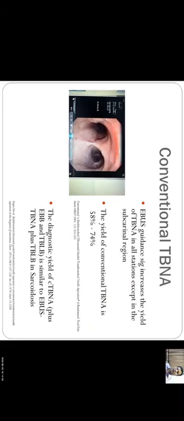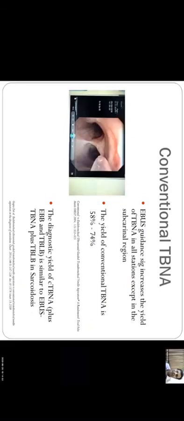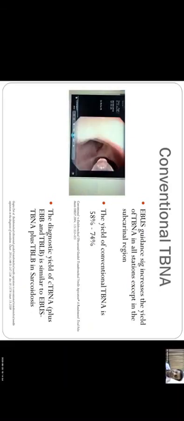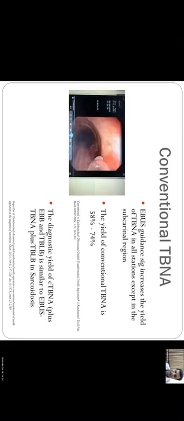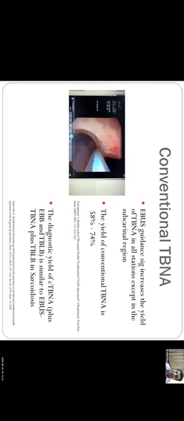So, again, a few words about conventional TBNA. Of course, EBUS guided or linear EBUS guided TBNA is the best modality for targeting mediastinal lymph node. There is no doubt about it, but also, EBUS guidance significantly increases the yield of TBNA in all stations except subcarinal region.